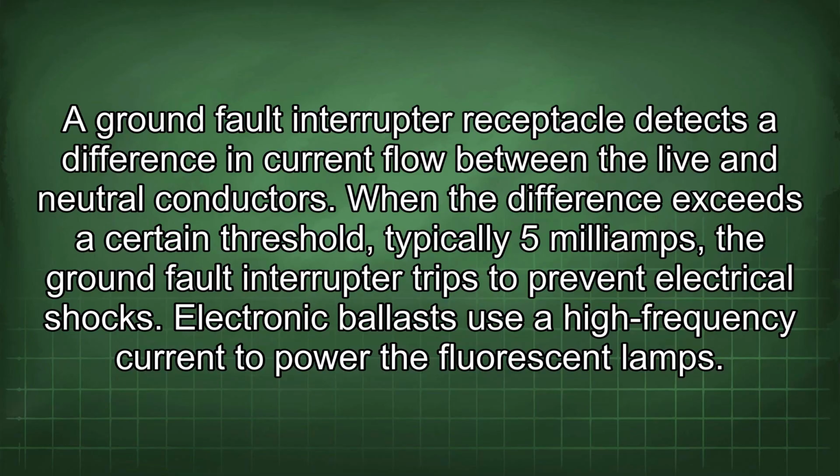A ground fault interrupter receptacle detects a difference in current flow between the live and neutral conductors. When the difference exceeds a certain threshold, typically 5 mA, the ground fault interrupter trips to prevent electrical shocks.